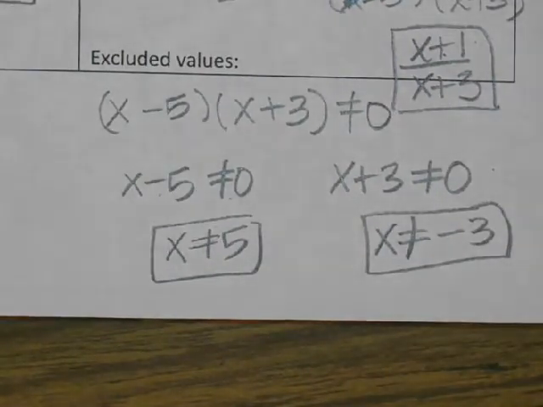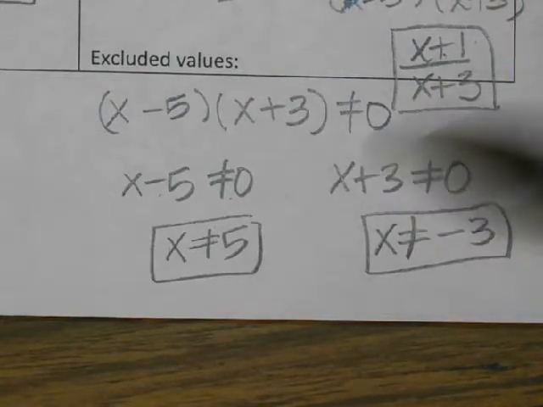Those are called excluded values because they are outside of the domain. So if somebody said, Ms. Rice, what is the domain for this problem? I would say every single x except for 5 and except for negative 3.